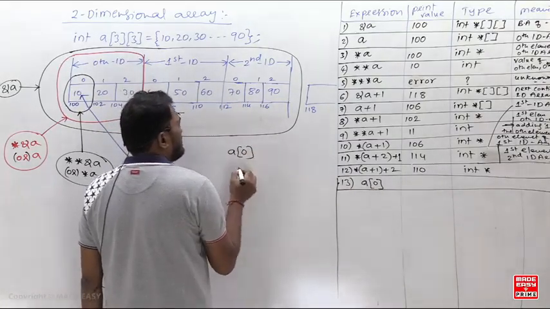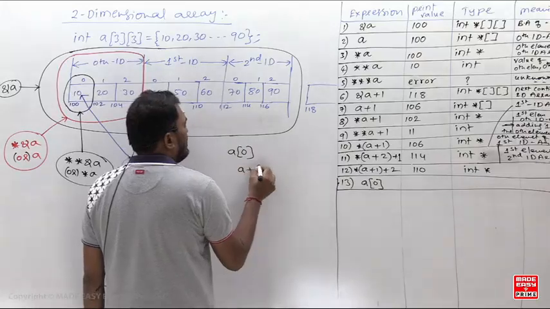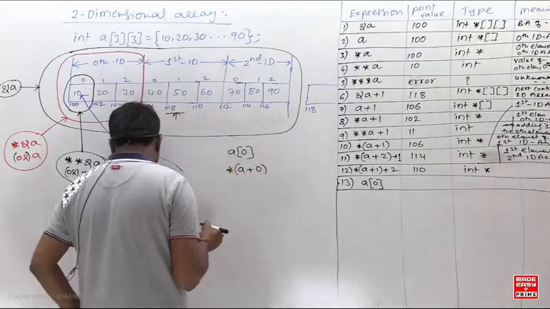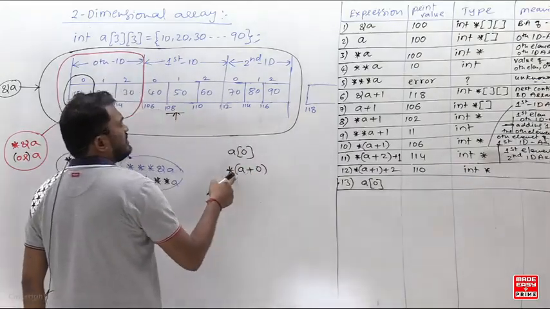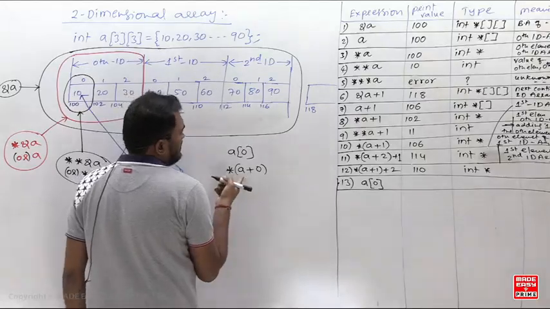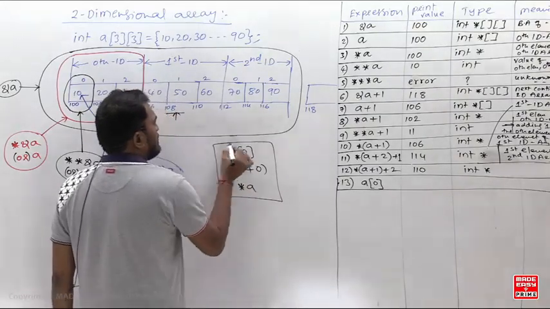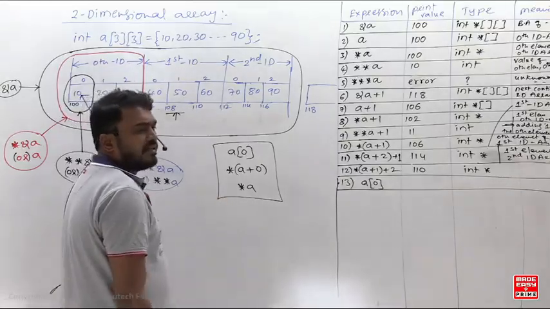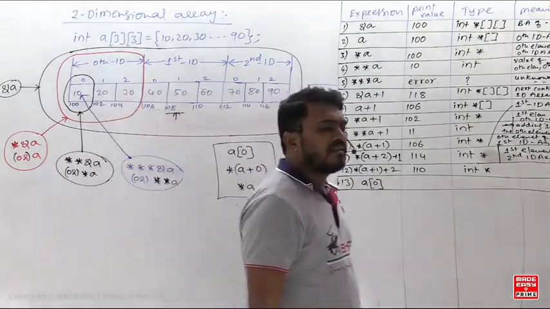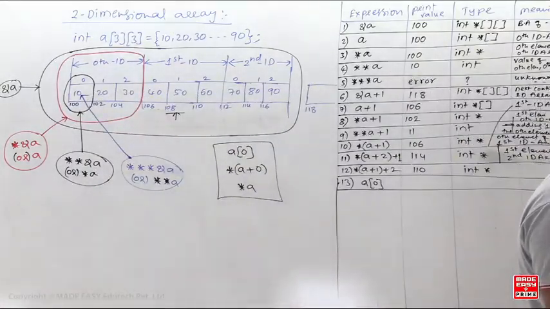If I expand this, it is exactly the same as star of (a plus 0). A plus 0 means a only. So this is the same as star a. Same, right? Why are you confusing? Different people are giving different answers. I am thinking you understood everything and you are still giving the wrong answer.